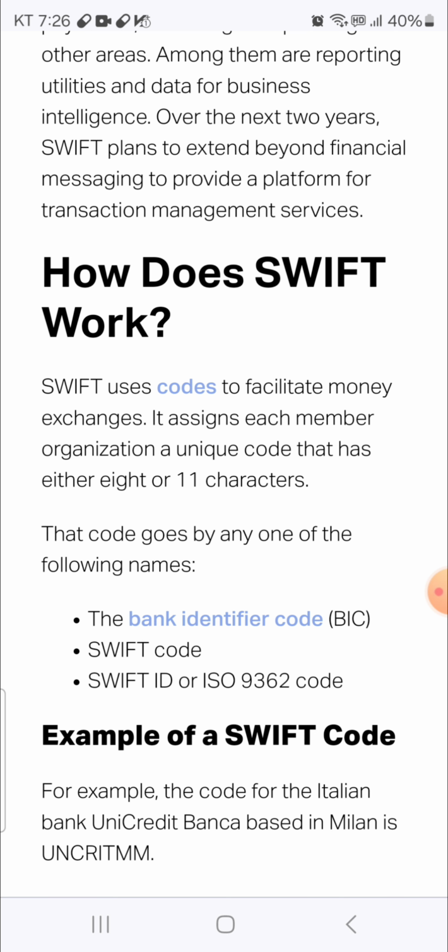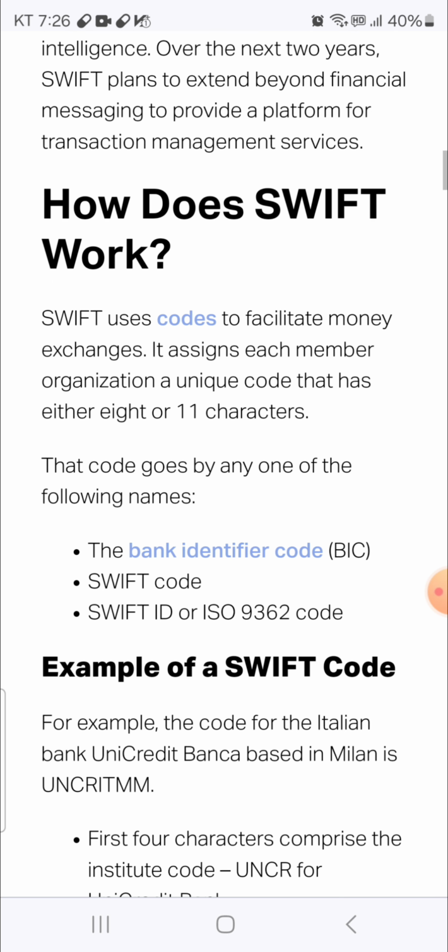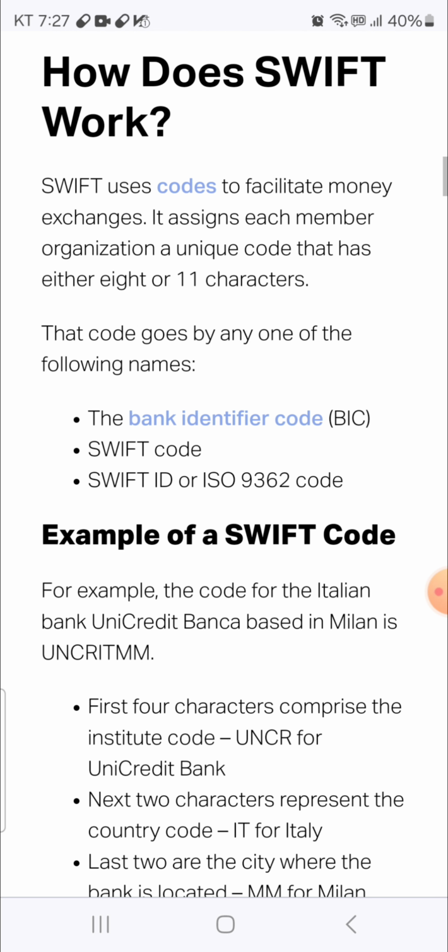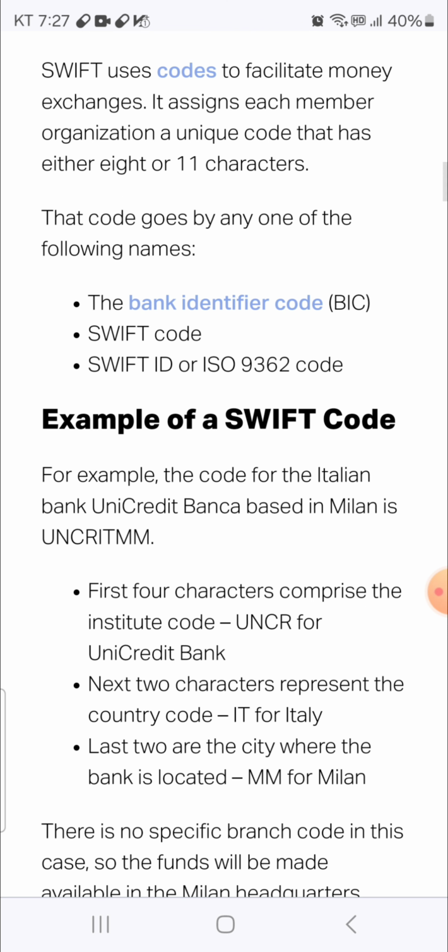How does SWIFT work? SWIFT uses codes to facilitate money exchanges. It assigns each member organization a unique code that has either 8 or 11 characters. That code goes by any one of the following names: the bank identifier code, BIC, SWIFT code, SWIFT ID, or ISO 9362 code.